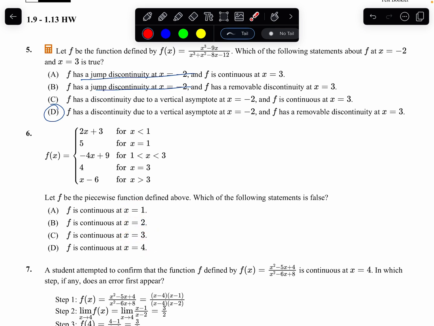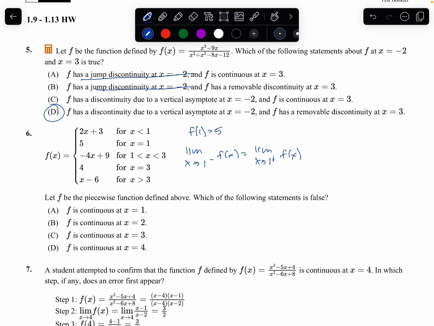So if I'm looking at 1, all of these 3 functions right here are dealing with 1. It looks like we're defined at x equals 1. Now I need to make sure that the limit as x approaches 1 from the left and from the right of f of x is equal to f of 1. I am not thinking straight right here. F of 1 is equal to 5.